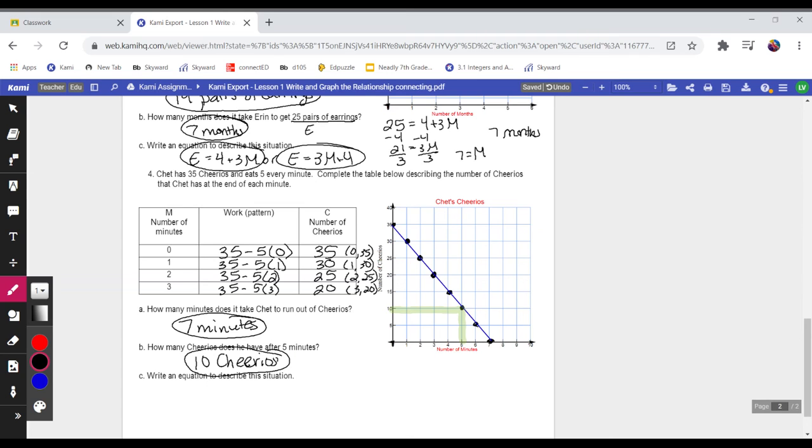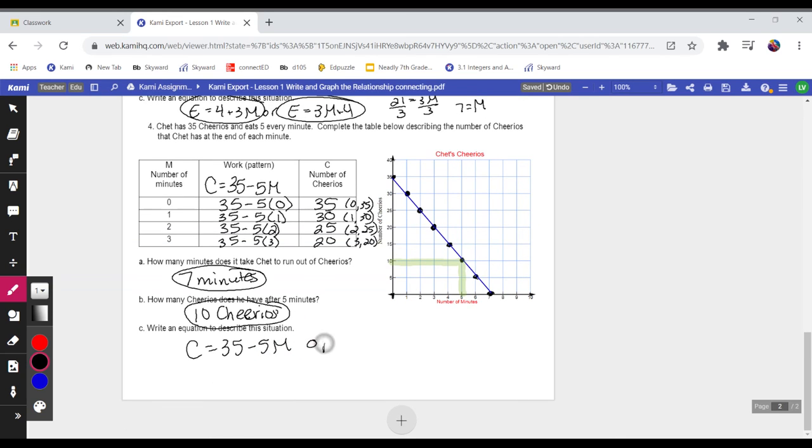Letter C, write an equation to describe this situation. Well, we have the number of Cheerios C equals 35 minus 5 times the number of minutes M. So C equals 35 minus 5 times M. Or if you wanted, you could have C equals negative 5M plus 35. If you switch it to the second equation, that's fine. Just keep in mind that the negative remains with the 5M and 35 remains positive.